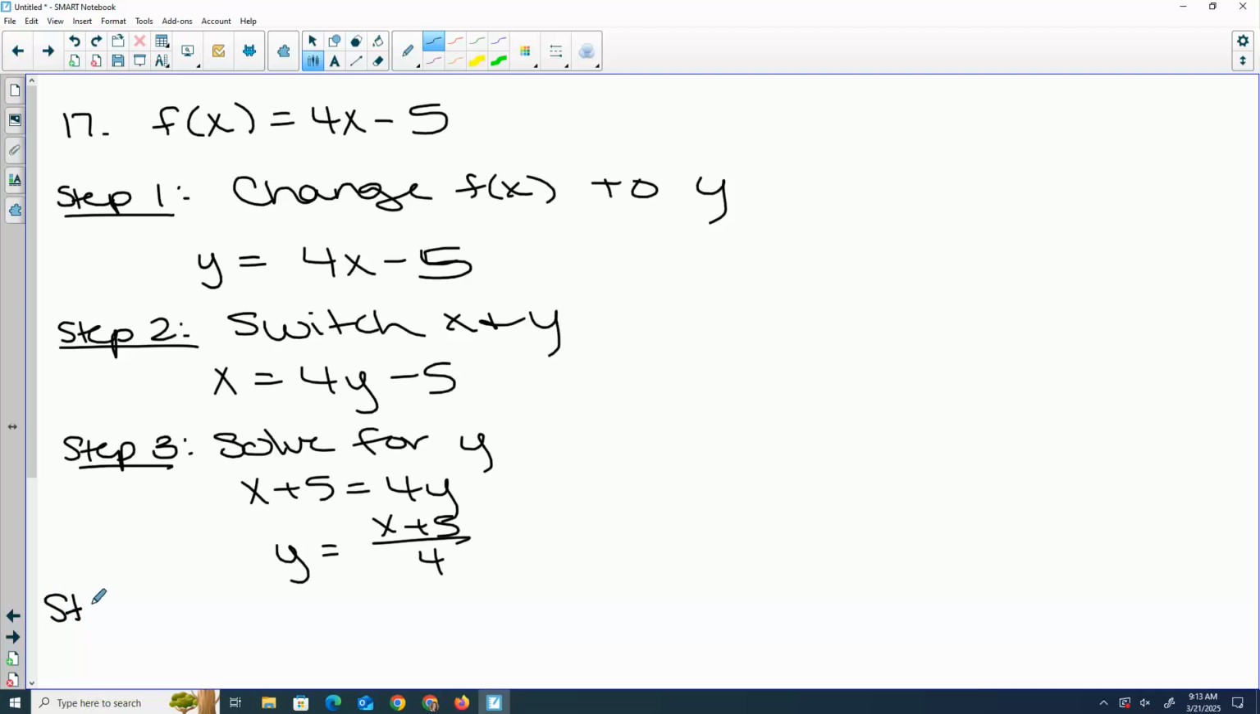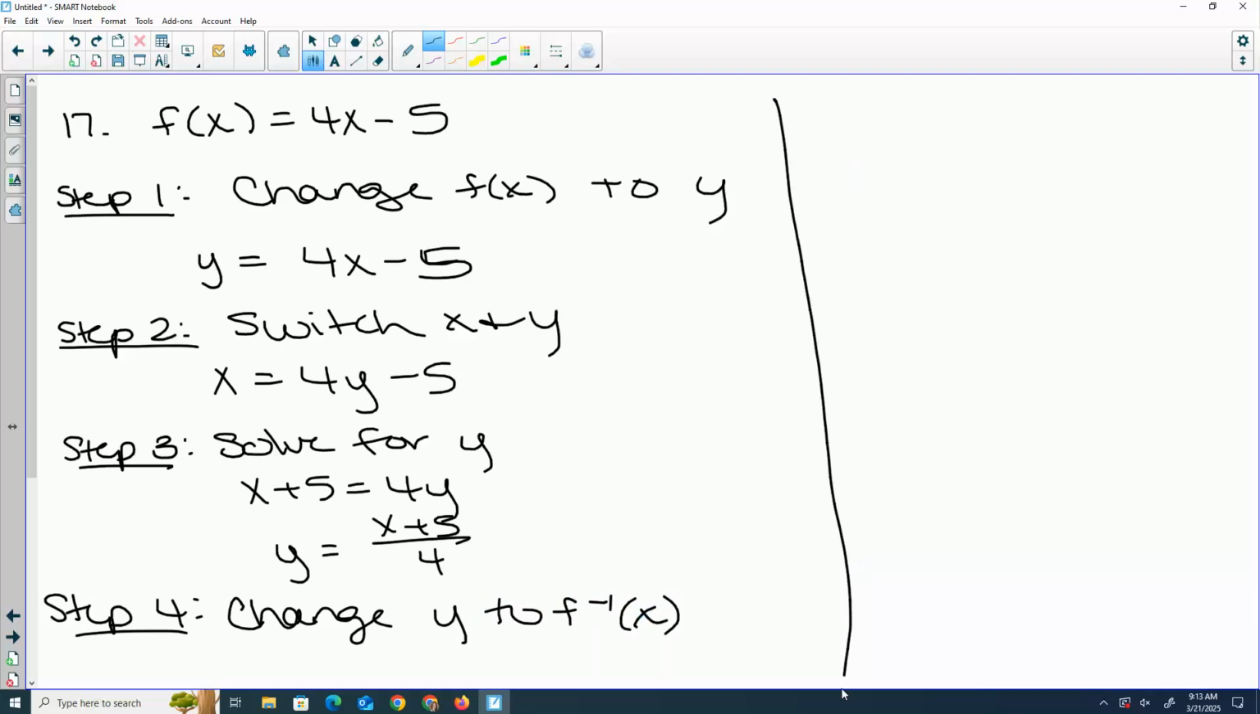Step 4. Most of you are not doing this, and you will lose points on the test. What did I tell you to do at the end? f of x to the negative 1 equals... Instead of y, write f inverse of x. That just puts it back into function notation, and that negative 1 is denoting that we found the inverse.